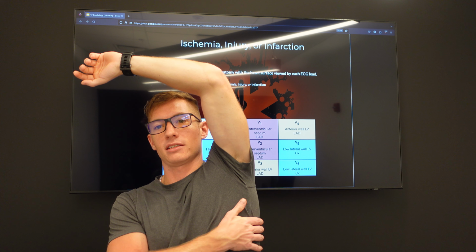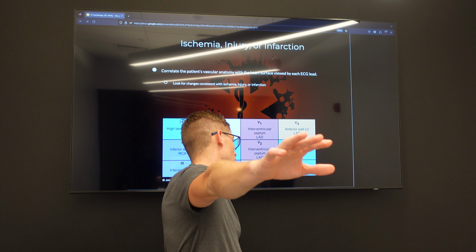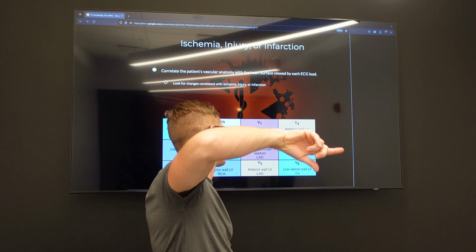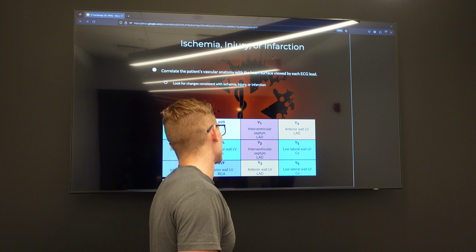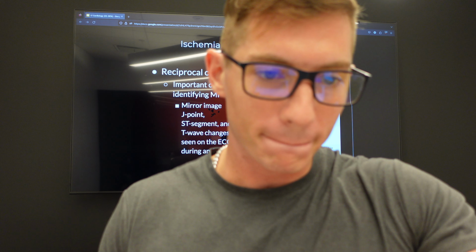So here again, this is V5, V6. We're looking at that side, and we can see the circumflex completing around it, low lateral wall, left ventricular. That was a lot. Is there anything else? Perfect.